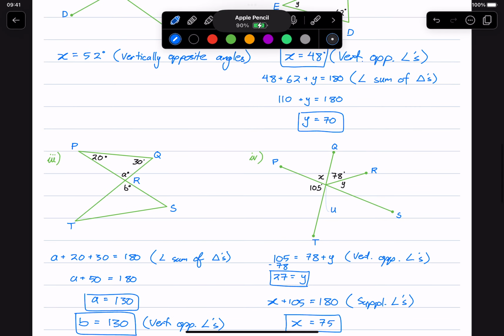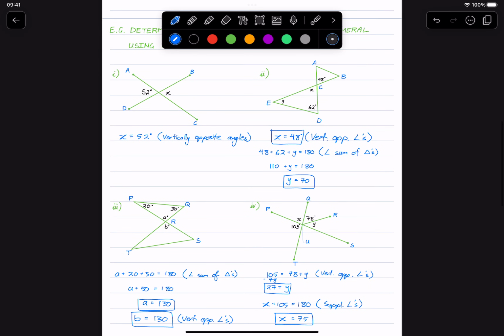Well, that concludes the examples for vertically opposite angles. I hope you can see that with vertically opposite angles, it's actually very simple, but we have to integrate it in with other geometric properties and proofs.